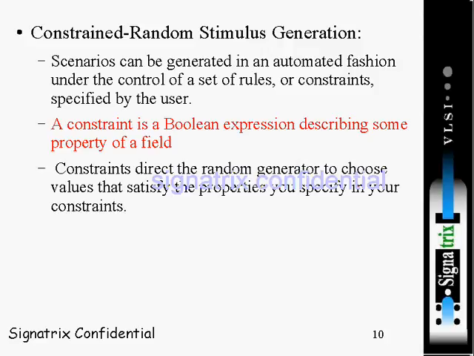So here we have to generate stimulus test cases. How can we generate the test cases using this constraint random concept? Scenarios can be generated in an automated fashion under the control of a set of rules and/or constraints specified by the user. Again I can say the same example. A second one, a constraint is a Boolean expression describing some property of a field.